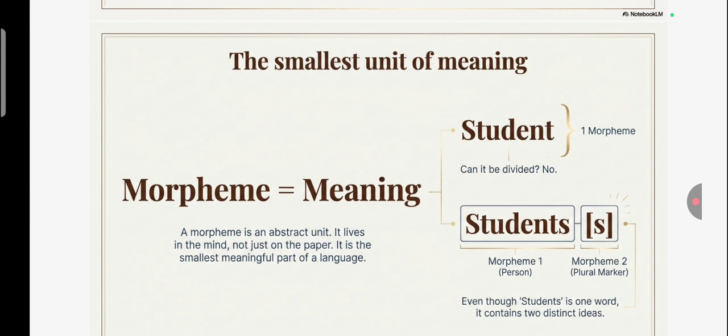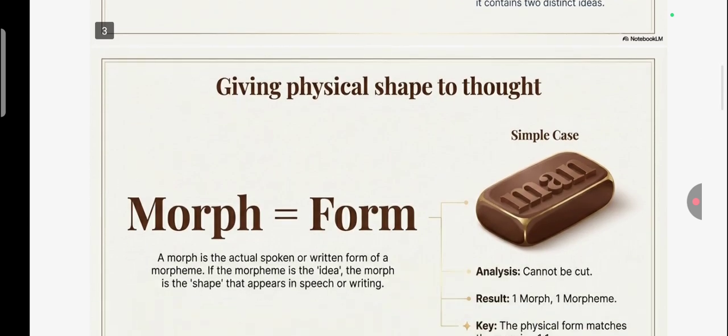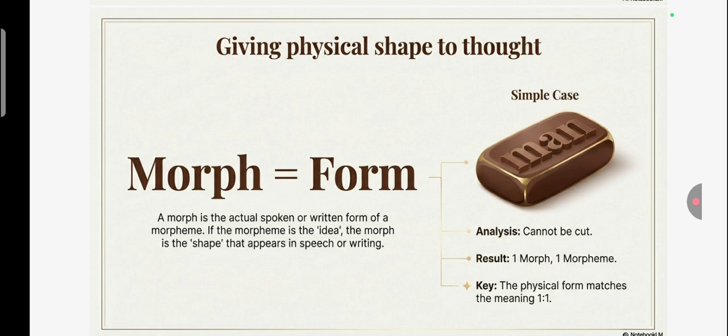So a morpheme cannot be divided further without losing meaning. For example, if we divide the word student into smaller random pieces like stu or dent, those parts no longer carry the intended meaning. Hope you could understand. So, morphemes are the basic building blocks of meaning in language. Hope you understand what is morpheme. Let's move on to what is a morph.